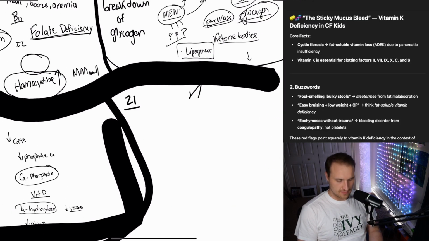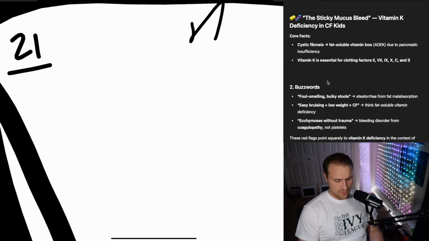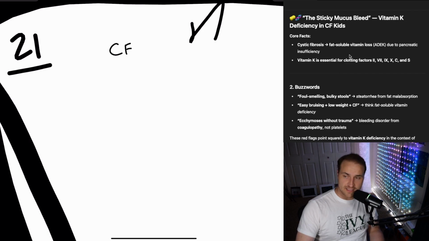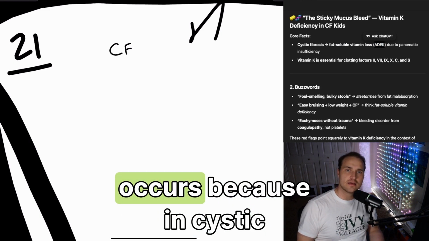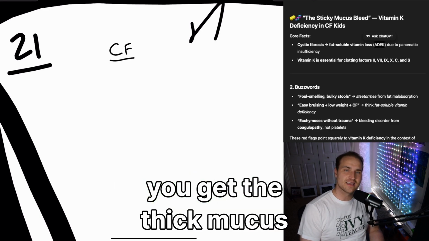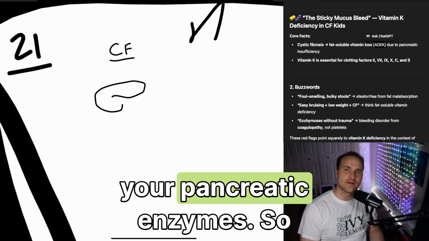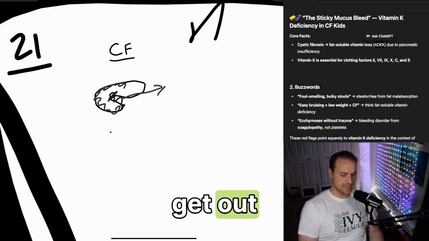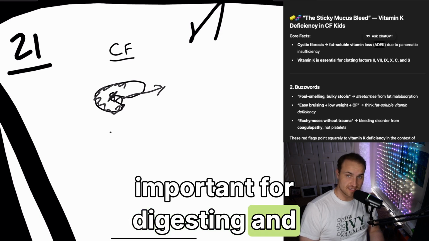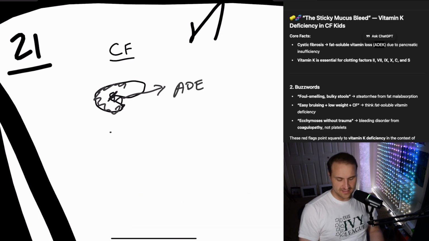Question 21. Okay, I gotta lock in here. Whenever you see cystic fibrosis, on test day, you should think of fat-soluble vitamin loss, and that should make you think of ADEK. Why does that happen? Pancreatic insufficiency. The fat-soluble vitamin loss, especially vitamin K, occurs because in cystic fibrosis, thick mucus blocks your pancreatic enzymes. All this mucus just blocks up these pancreatic enzymes, can't get out. Those enzymes are important for digesting and absorbing fats. So now we don't have A, D, E, and K.